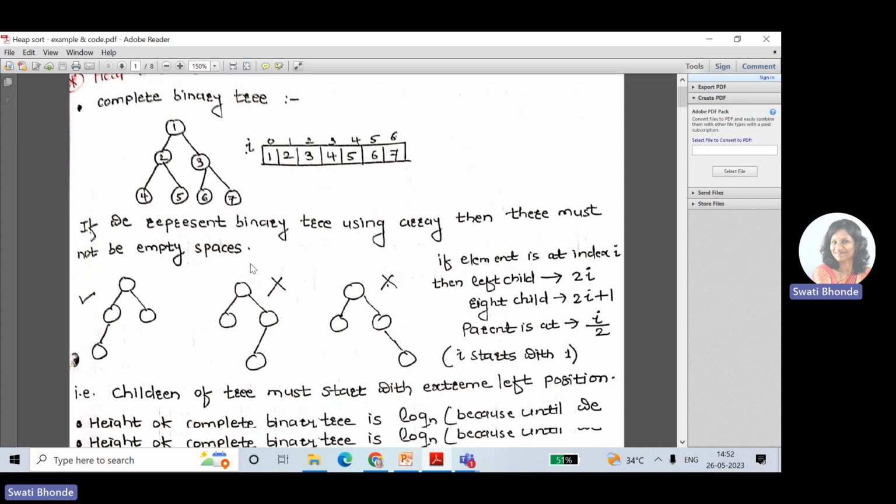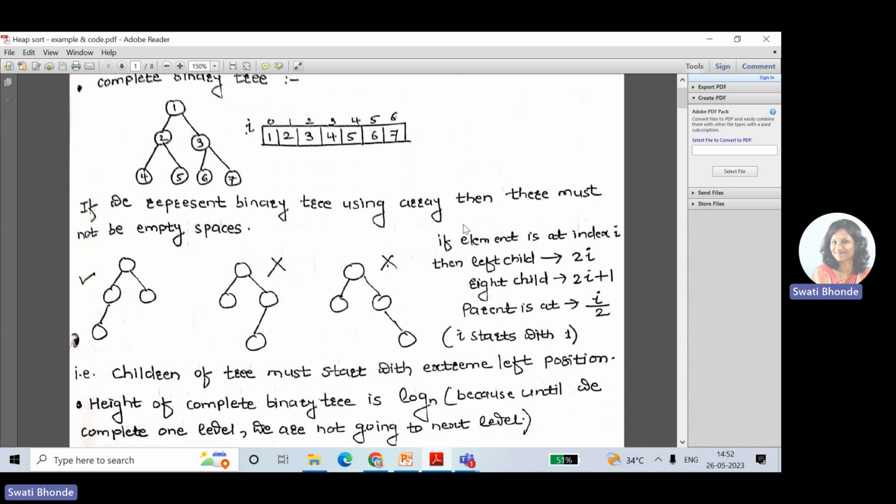So if we want to represent the binary tree using an array, then there must not be empty spaces. Suppose if I want to represent this tree using an array representation, this is the way it will be stored in the array. So the root goes at index number 0, the next level elements 2, 3 will go at index numbers 1, 2, and so on, like 4, 5, 6, 7, all of them are at the same level. So they go at the index 3, 4, 5, 6 accordingly.